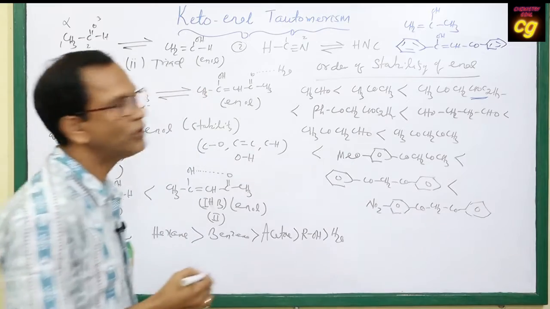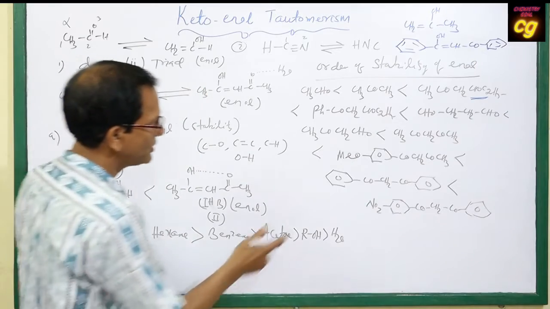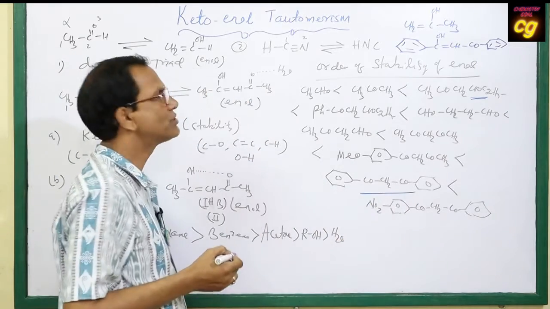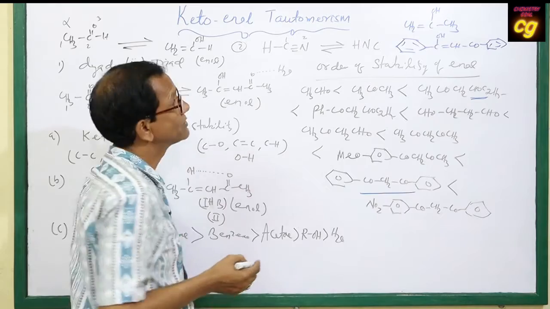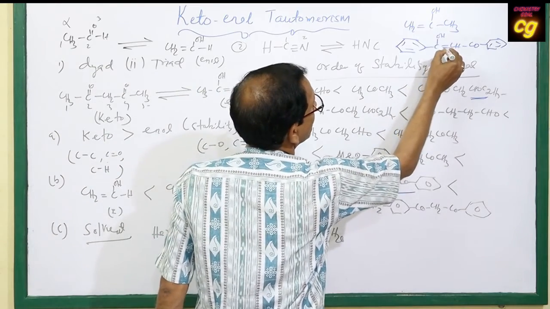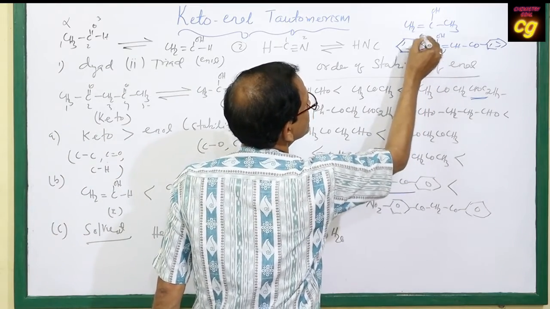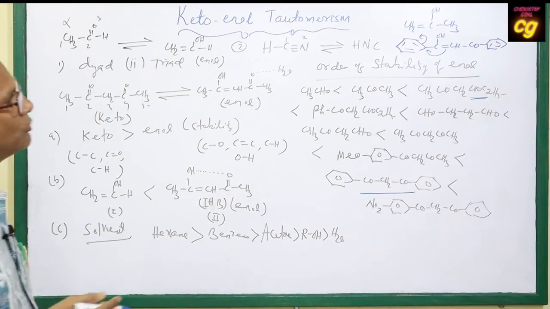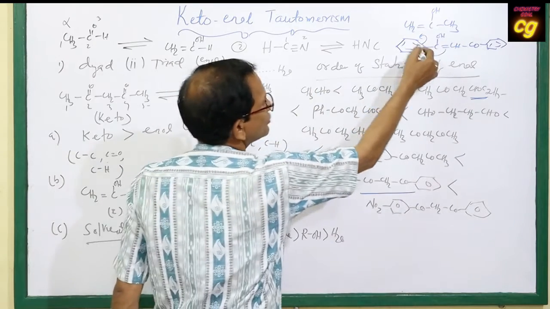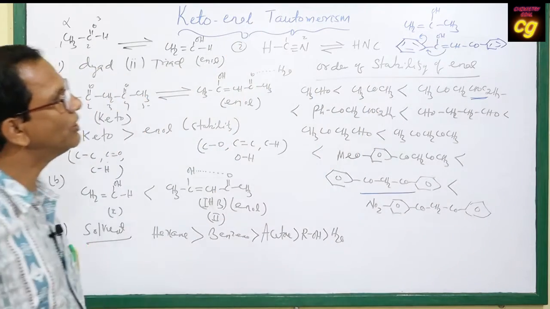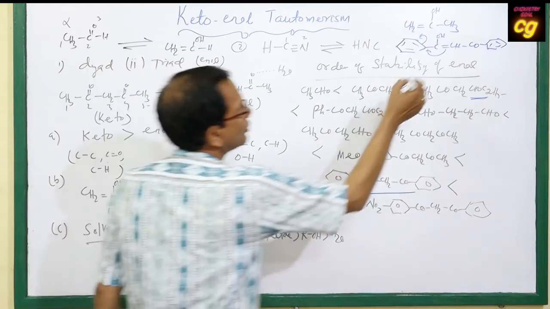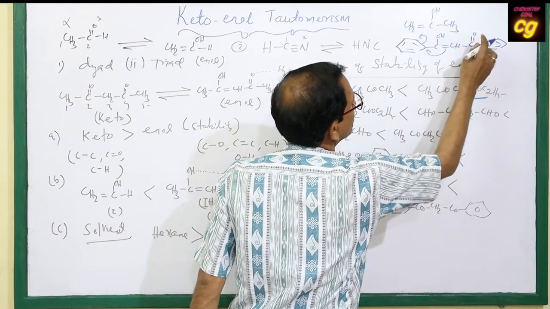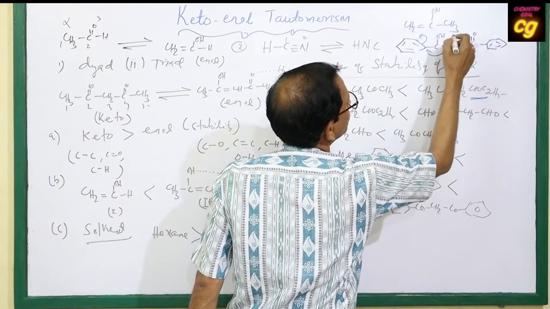This enol form is more stable due to resonance. Here this can be converted to this, that is conjugation. Due to pi bond conjugation, the stability of enol increases. It also has a double bond to O, you can say it has R double bond O.